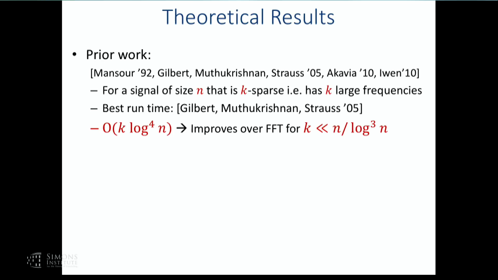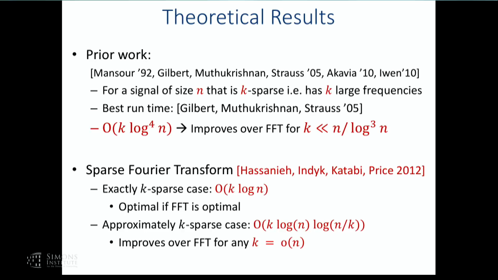And in 2012, together with Piotr Indyk, Dina Katabi, and Eric Price, we showed algorithms that can compute the Fourier transform for sparse signals. For the exactly k-sparse case, when there's no noise, you can do it in k log n, and this algorithm is optimal, assuming that FFT is optimal. When you have noise, in the approximately k-sparse case, you can do it in k log(n/k), which is a log n factor away from the lower bound. And it improves over FFT for any k that's little o of n.